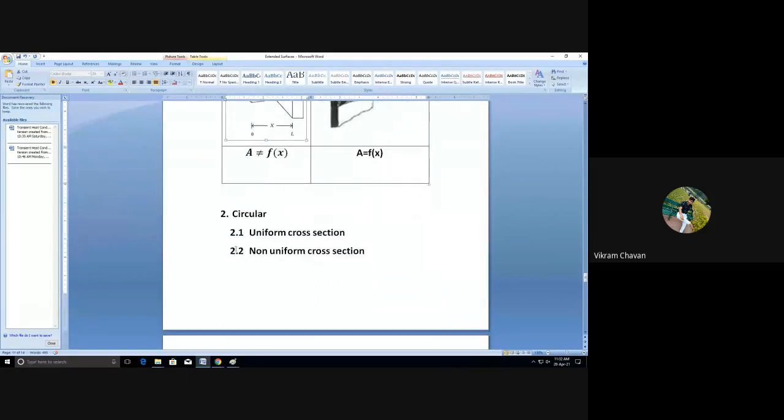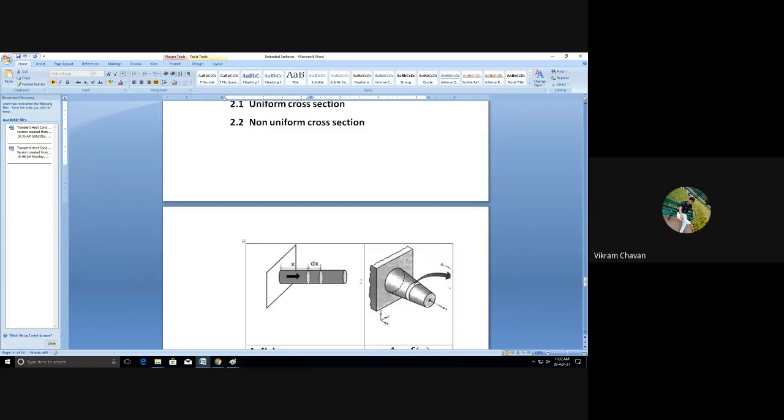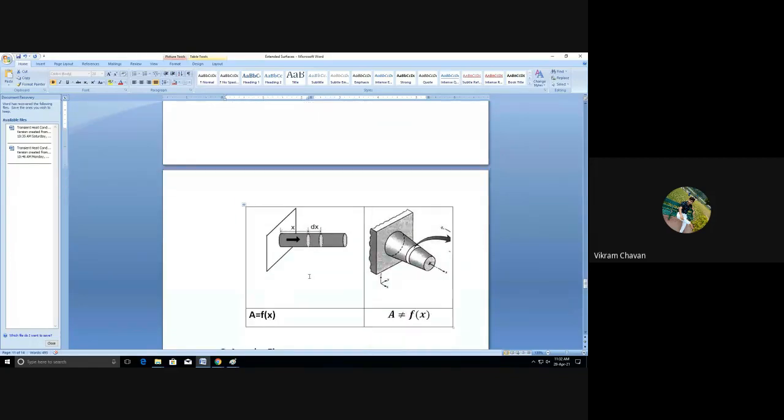Second one is circular fins. These circular fins are again classified as uniform cross section circular fin, and the second one is non-uniform cross section circular fin. The circular fin with uniform cross section area, you can consider this particular diagram, where if you take the cross section at this location, you get the same cross section area as at this location.